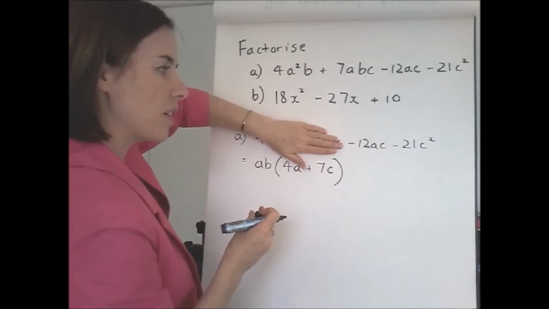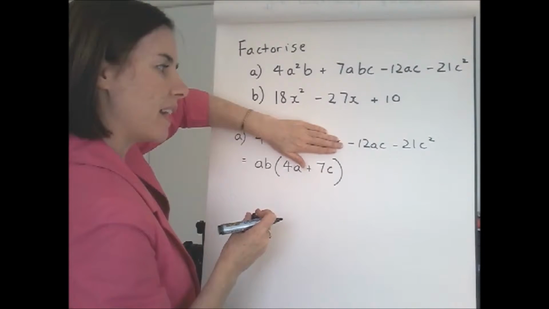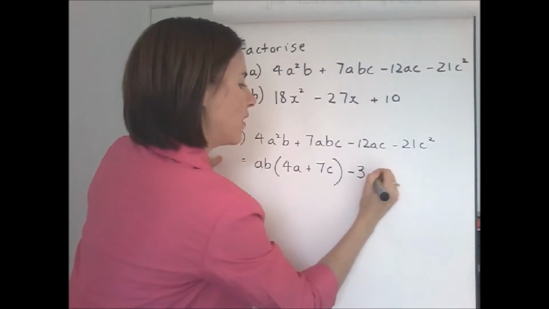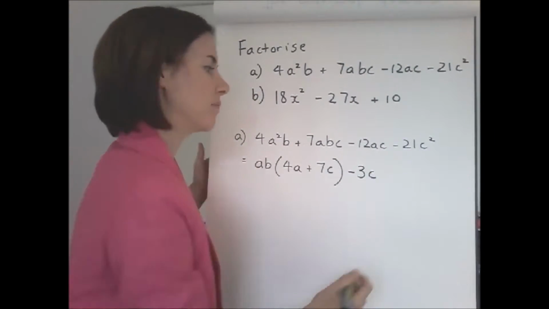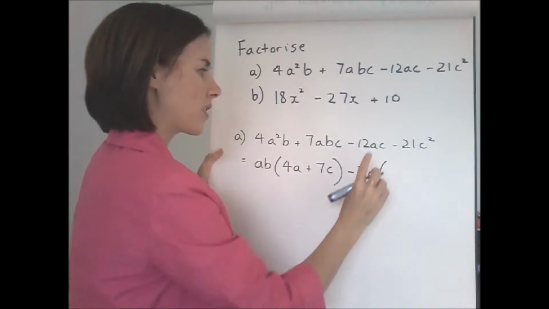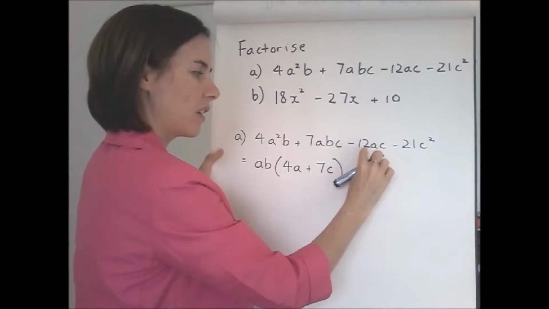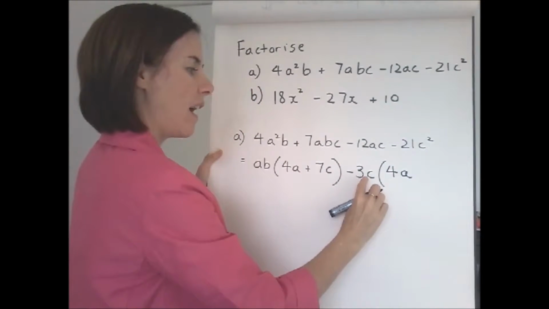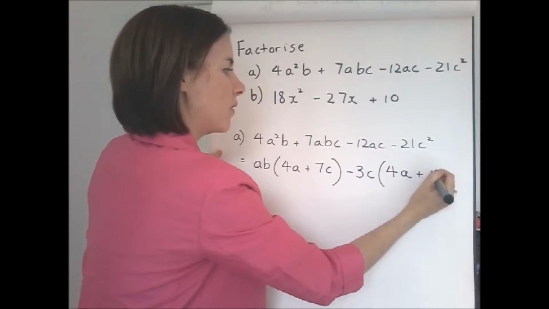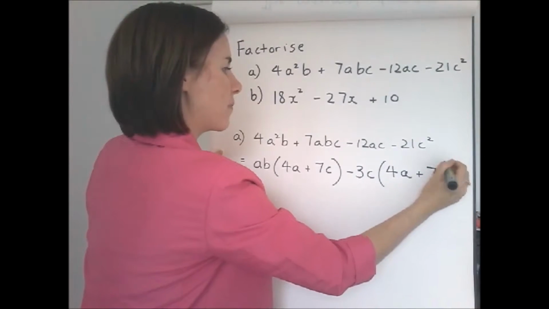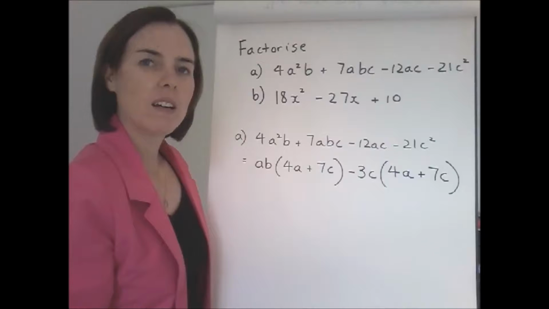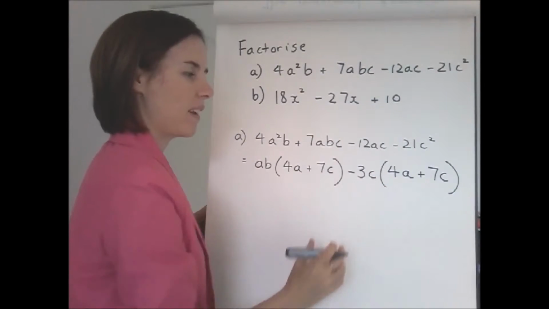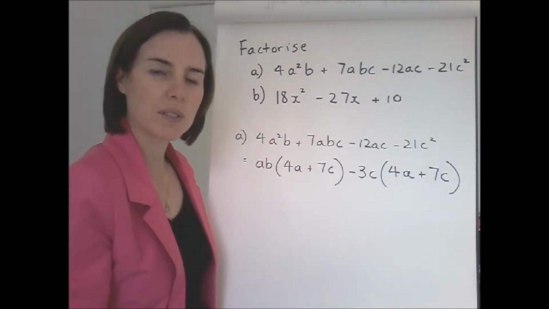Now look at the last 2 terms. I can take out a negative 3c, which is the common factor. If I take out the negative, what's left will be positive: a 4 and an a, and here also positive, 7 and another c. For grouping in pairs to work, you need your brackets to be the same. And they are, so that worked well.